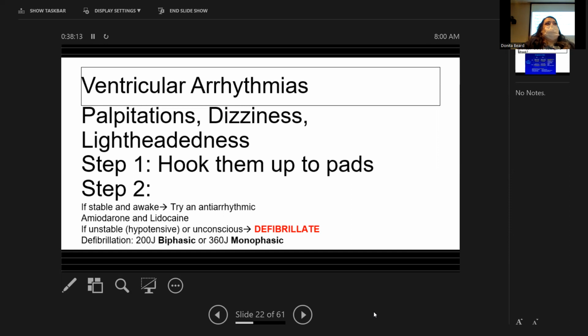This came up a bunch when I was doing these practice questions. I don't know if this will come up on the test of any sort, but they did make a distinction between biphasic and monophasic defibrillators. If you have a biphasic defibrillator, then you usually shock them at 200 joules. If you have a monophasic defibrillator, then 360 joules.